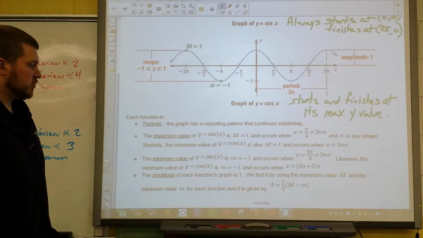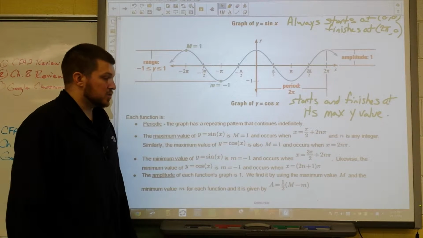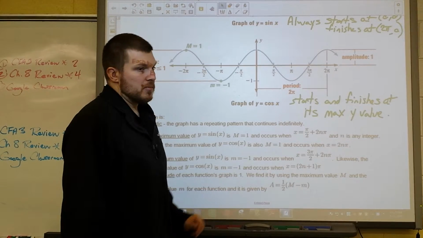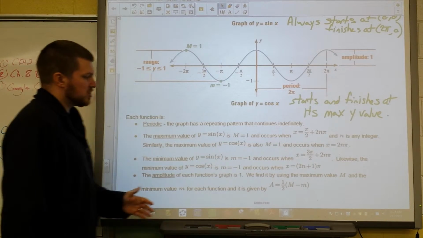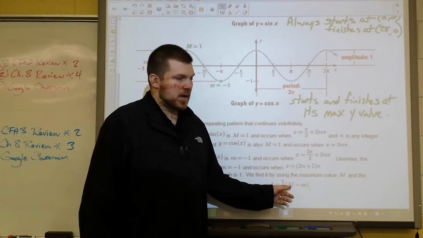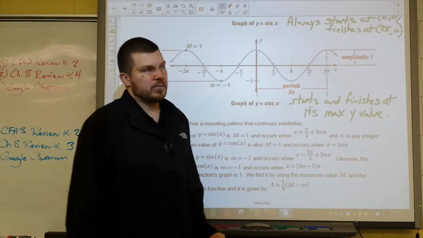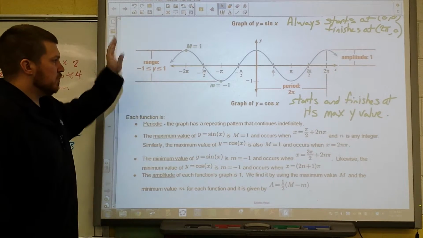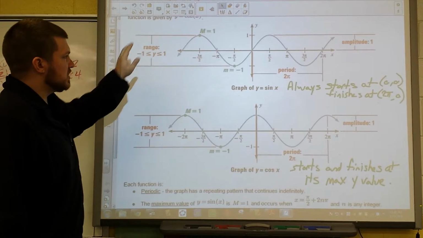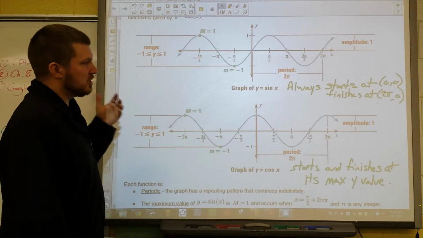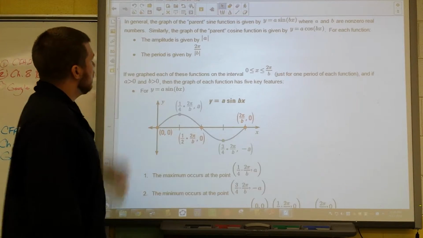The amplitude of each function for sine and cosine is 1, and we find it by using the maximum value and the minimum value. Pretty much the amplitude is just the max minus the minimum, divided by 2. So again, what we just saw here in both graphs was the ideal parent graph. Now let's look at the general parent graph of each function.